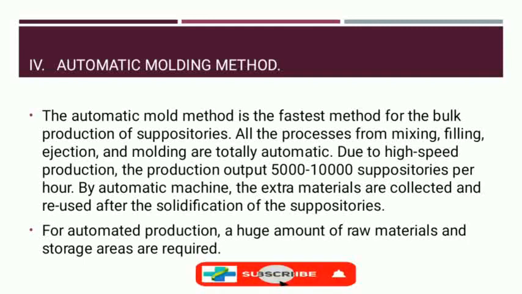So I hope students you have understood these four methods of preparation or manufacturing of suppositories. To summarize, we have seen the hand mold method, then compression mold, fusion or melt mold, which is also called the pour molding method, and at last we have seen the automatic molding method.